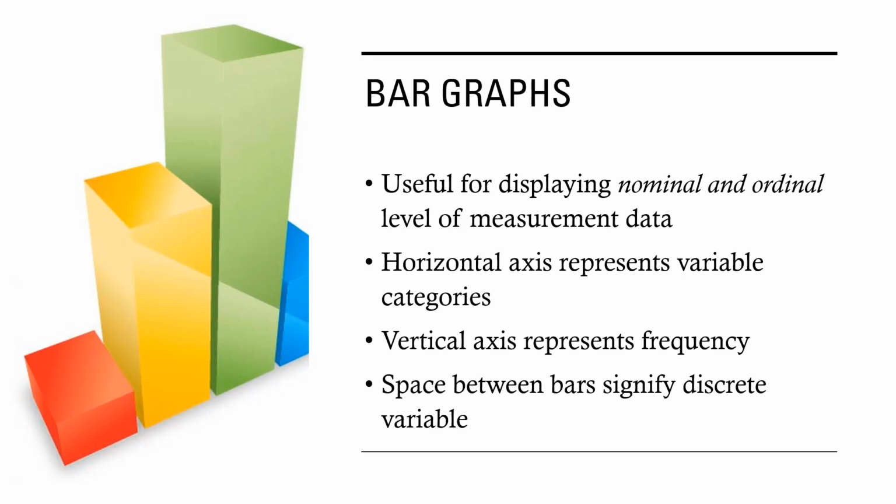This represents the horizontal axis. The horizontal axis represents the different categories or values associated with a variable. The vertical axis, on the other hand, represents the frequency associated with each of those different value categories. One thing that you want to note about bar graphs are that there are spaces between each of the bars, helping to signify that we have discrete categories in the variable.